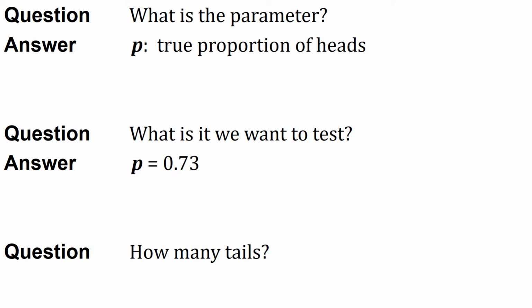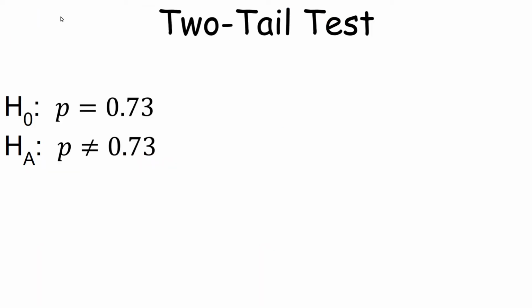And how many tails? Now this is not a pun. This is saying how many tails do we want in our test, because we can have two tails or one tail. So let's try all two-tailed tests. We're trying to demonstrate here that the alternative hypothesis is true.